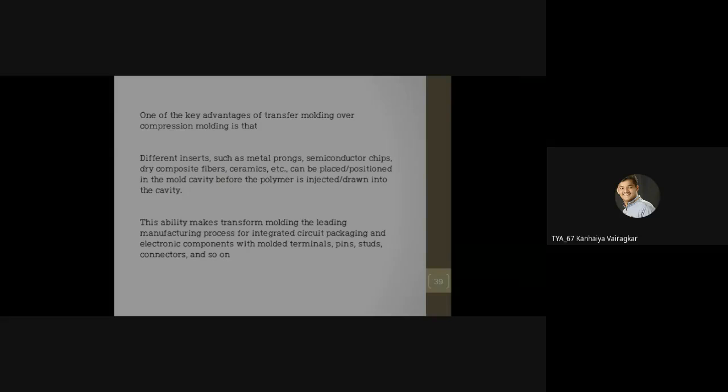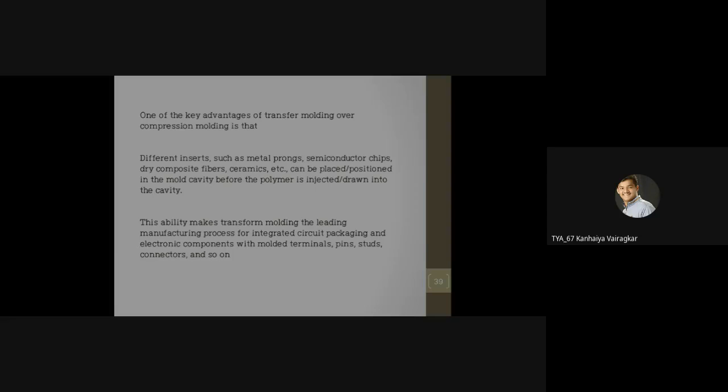Okay, to compress the material, and because of the higher pressure in the procedure, there is a high possibility of displacement of the inserts. So the insert must be placed at the proper location. Because of the pressurized flow of material, there is a possibility of displacement of these inserts. That possibility is much lower in the case of transfer molding.